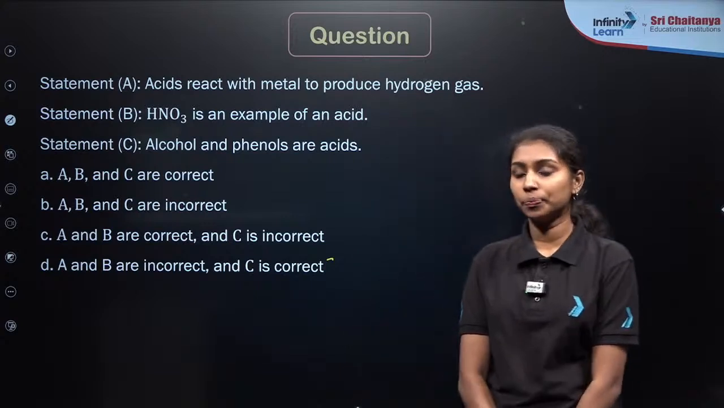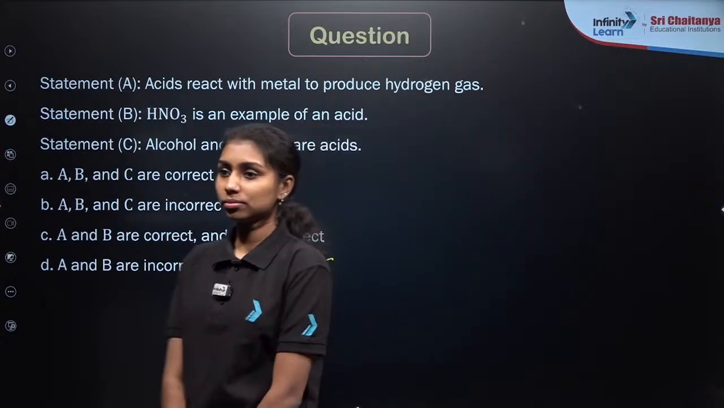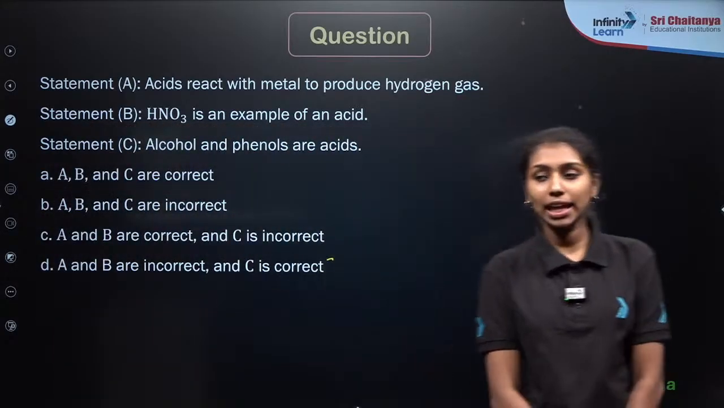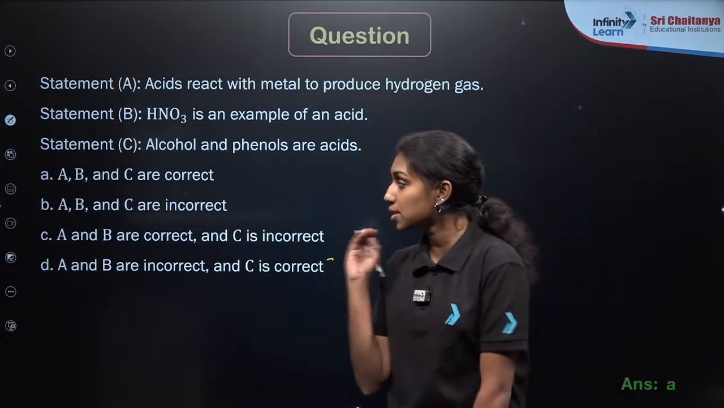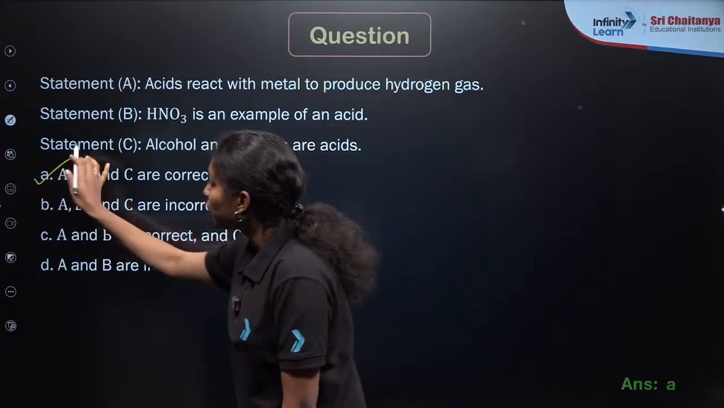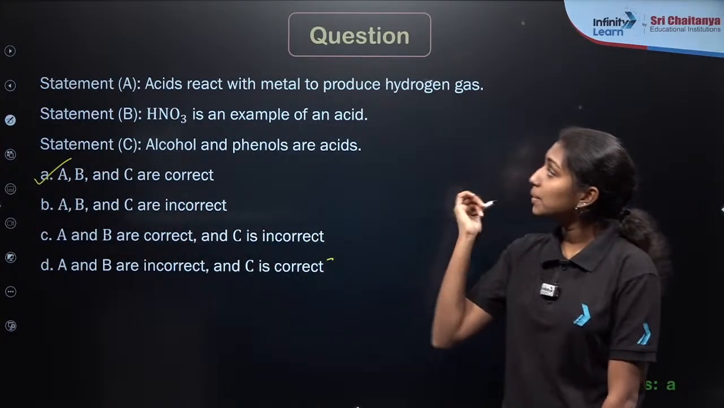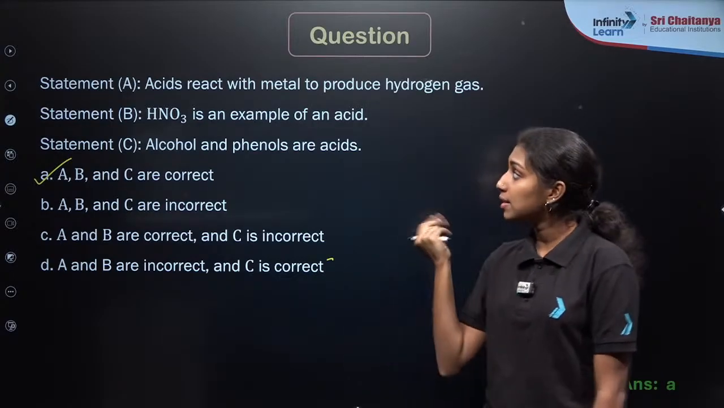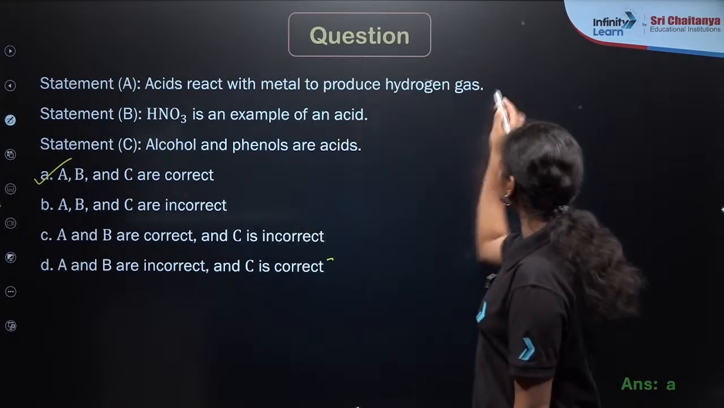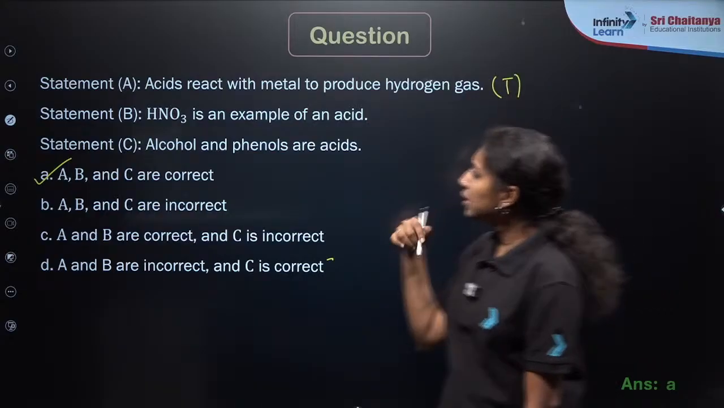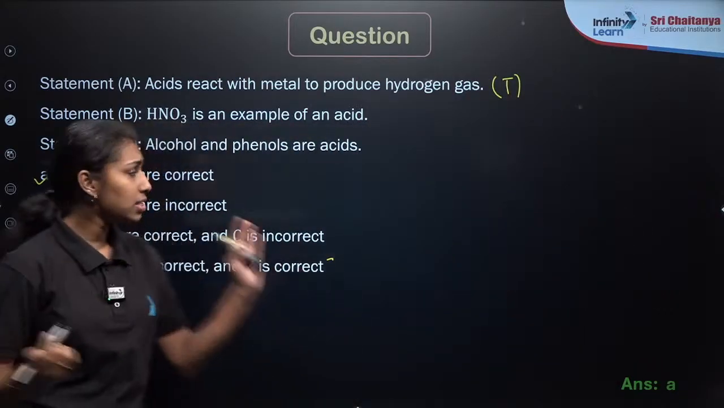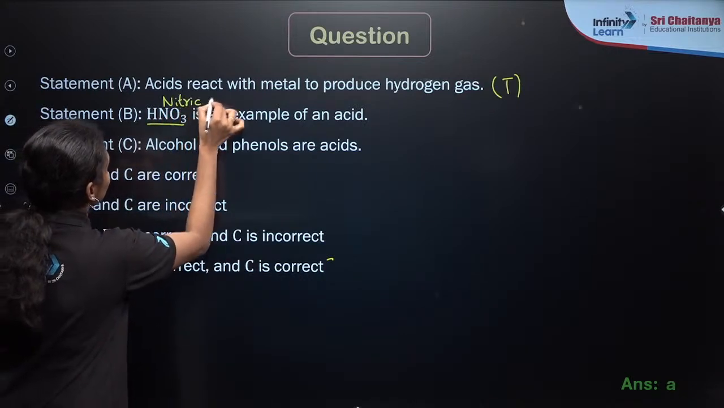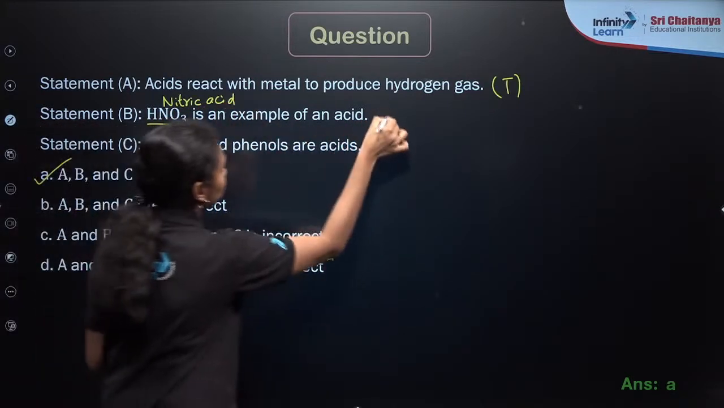What will be the answer? Yes, option A will be the correct answer, which means all the three statements are correct. If you are asking about the first statement, acids react with metal to produce hydrogen gas, which we have already studied in the second chapter as well as the third chapter, right? So this is a true statement. Then in the case of statement B, HNO3 means nitric acid, right? So this is an example of an acid. So this is also true.